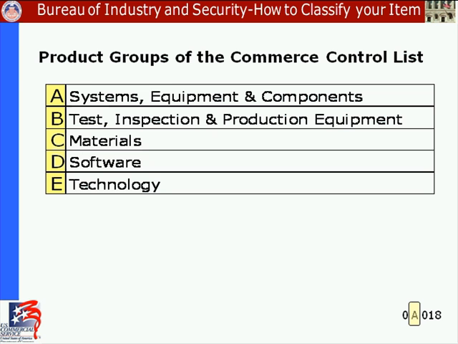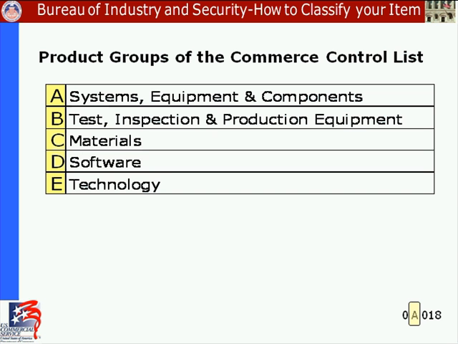Then the product group E is technology. The technology usually could be the use technology, development technology, or production technology for certain things. Could be for commodity, could be for software. Okay? And the product group is only A, B, C, D, E, no more, no less.